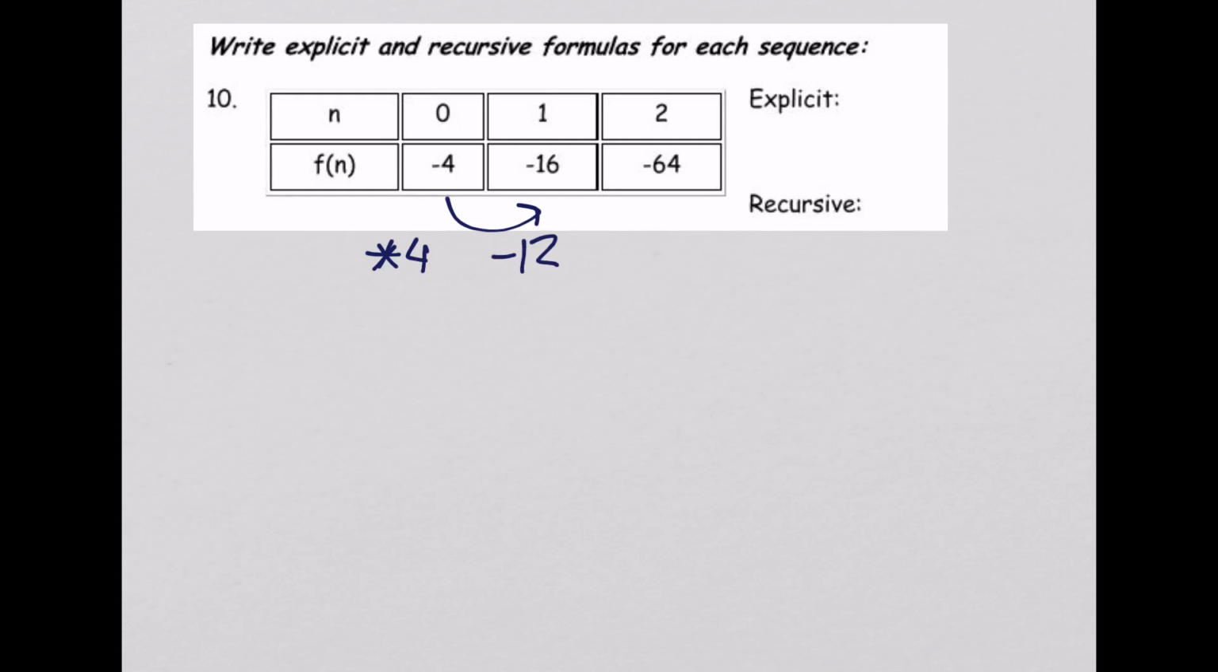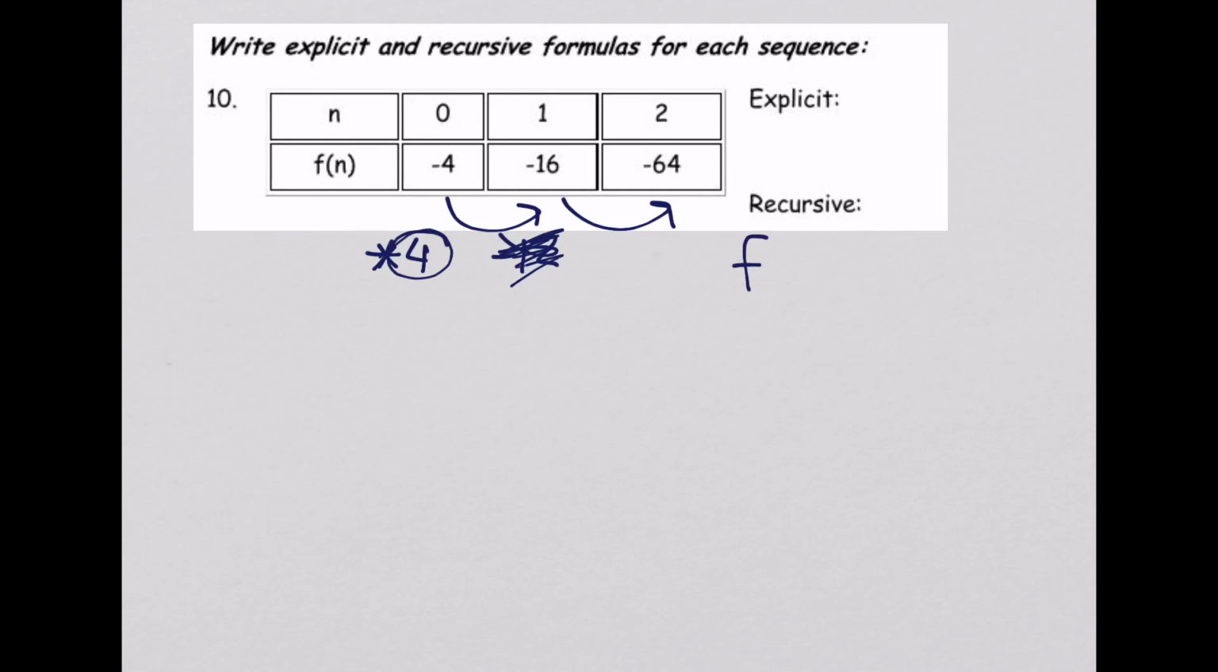I don't know. Okay, well, it's either of those. So let's just check the second one. Negative 16 minus 12 is not negative 64, so we know it's not subtracting. And negative 16 times 4 is negative 64, so that means that my pattern is multiplying by 4.